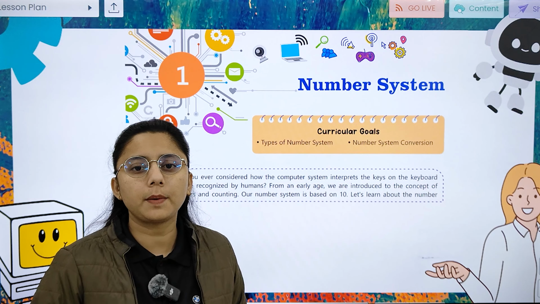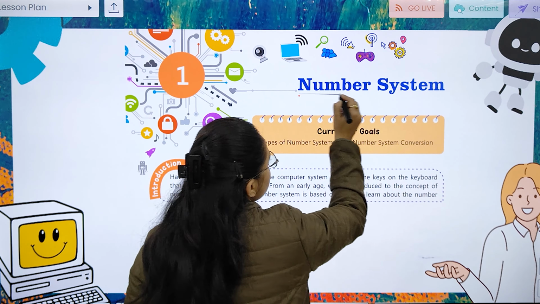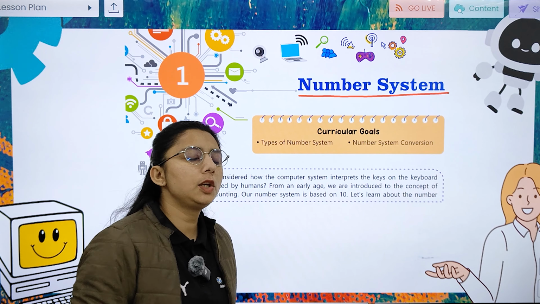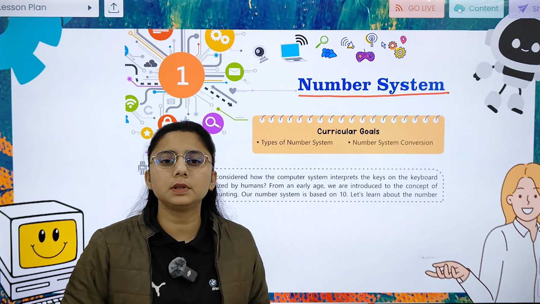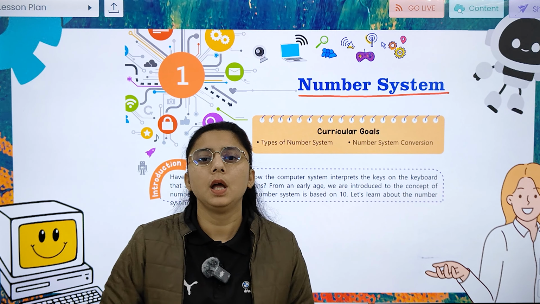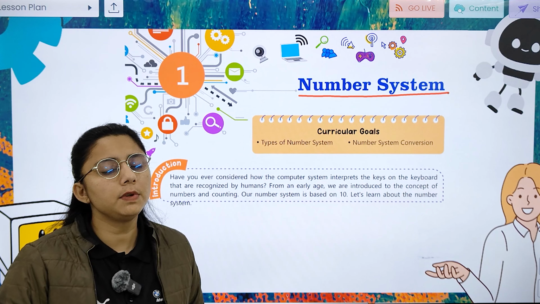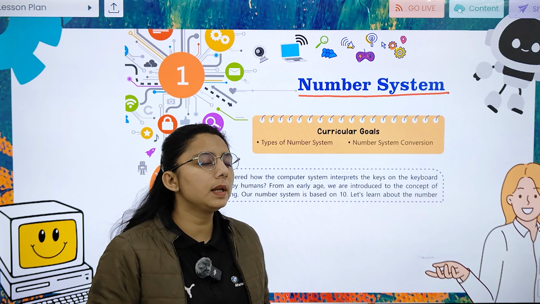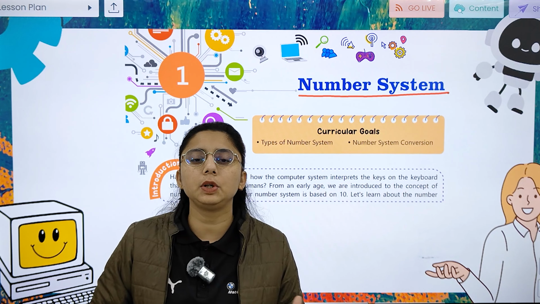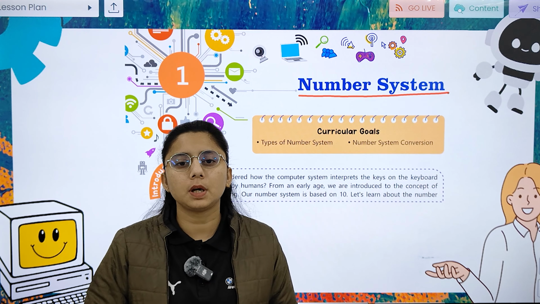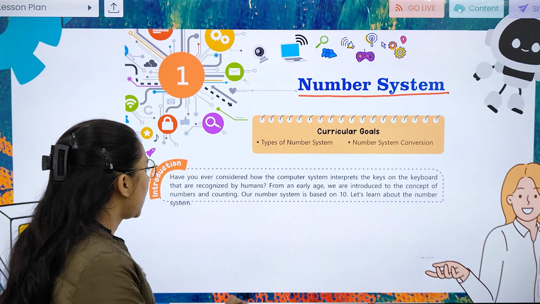Today let's start with chapter number one, number system. In this chapter, I will tell you about the types of number system. We have decimal number system and binary number system. We have different types of number system, and then I will tell you how to convert them into the different number system conversion. Now, let's start with the chapter.